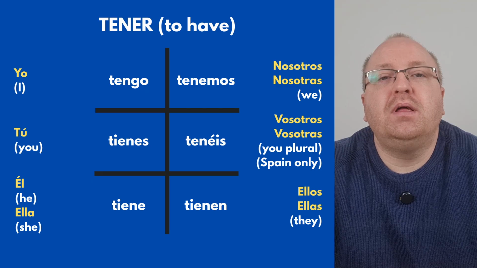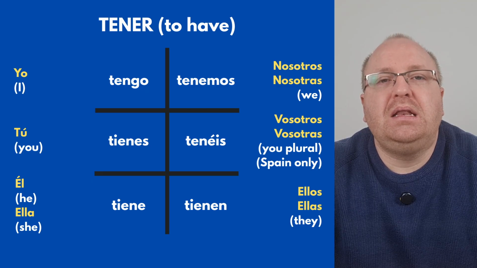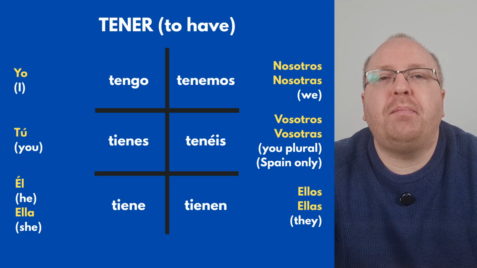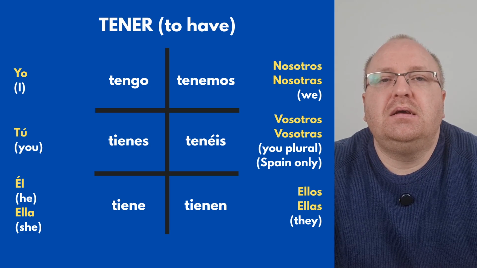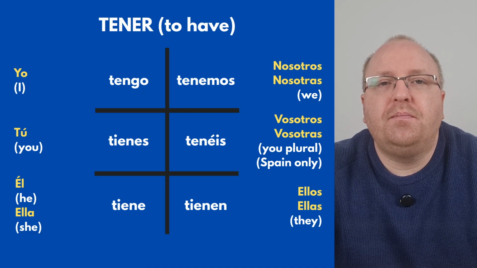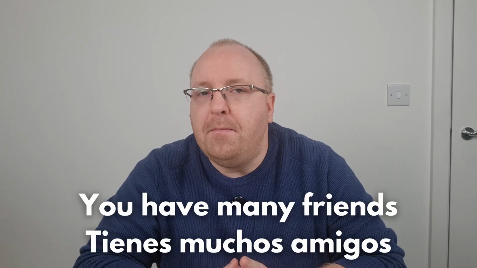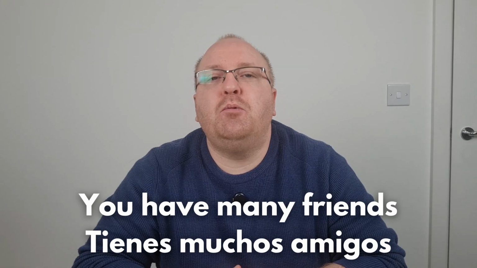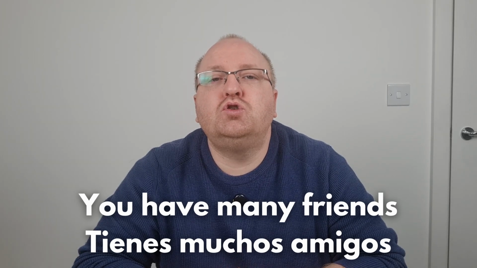We have, tenemos. You plural have, used only for Spain, tenéis. They have, tienen. Okay, so here's an example sentence using the verb tener. You have many friends. And in Spanish that would be tienes muchos amigos.